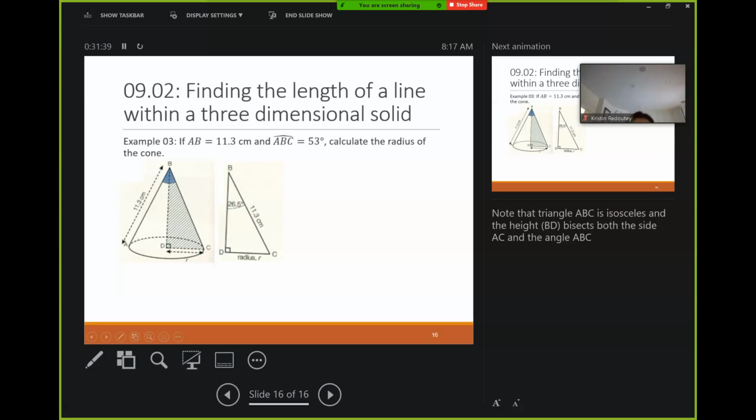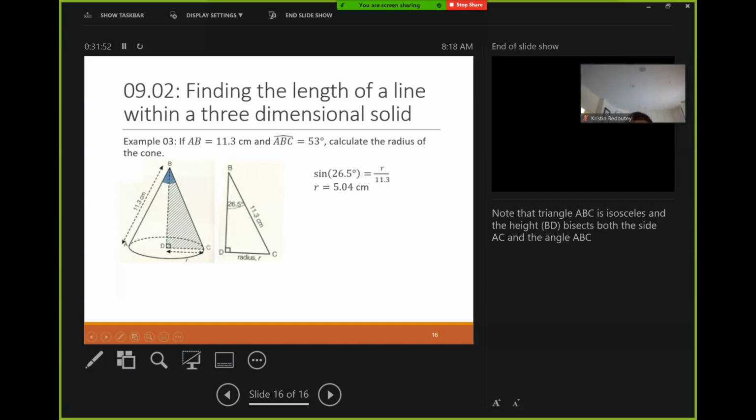Okay. So there's my right triangle. And now we can just use, in this case, I would use sine, because I'm looking for the opposite and I know the hypotenuse, to calculate r.